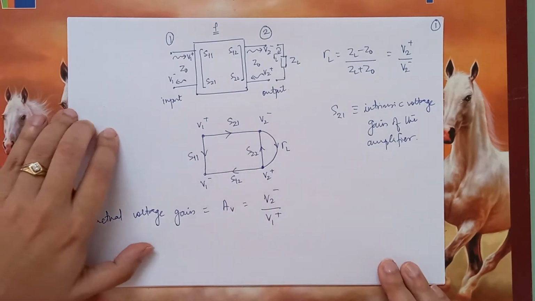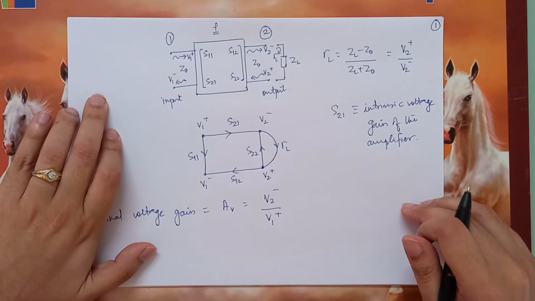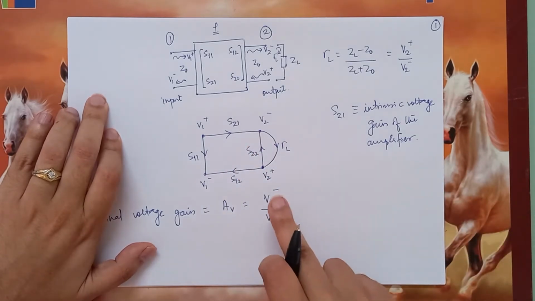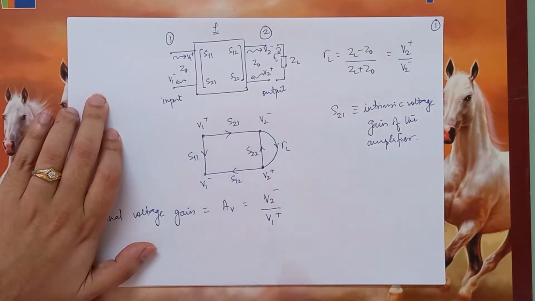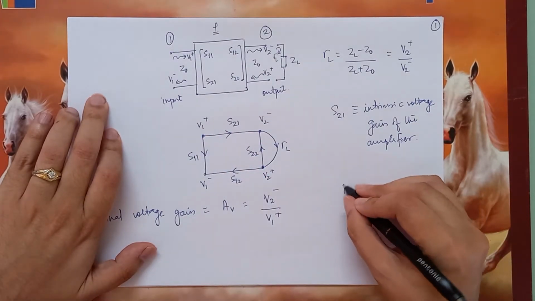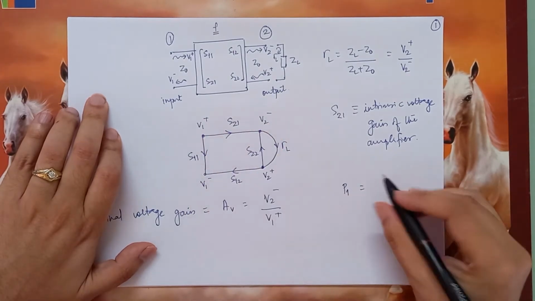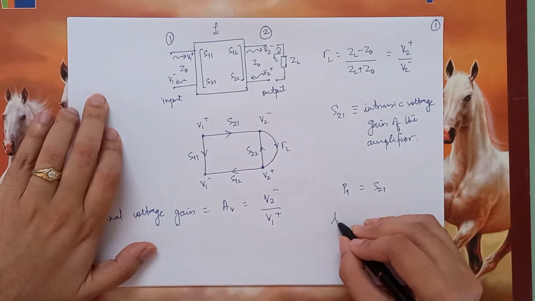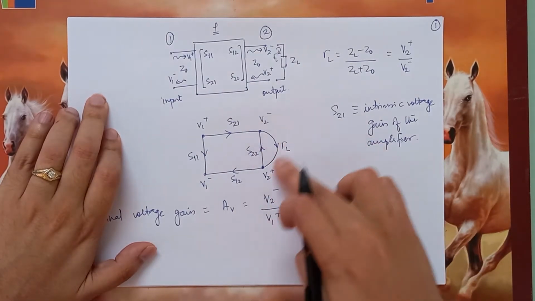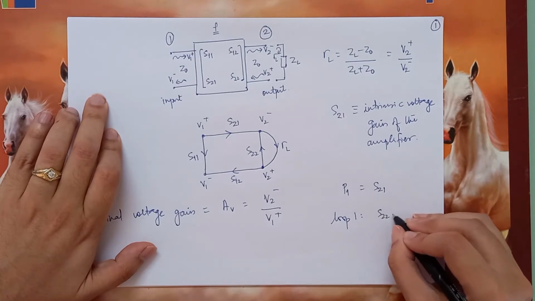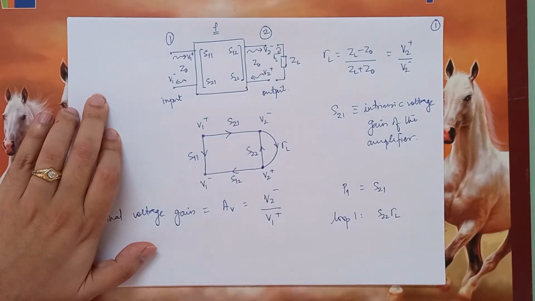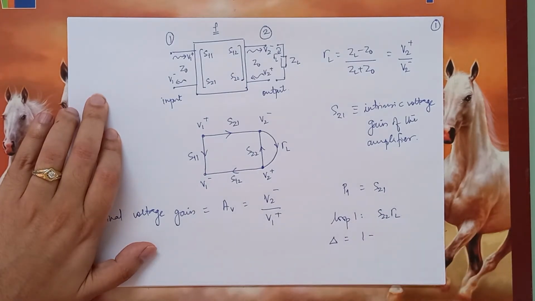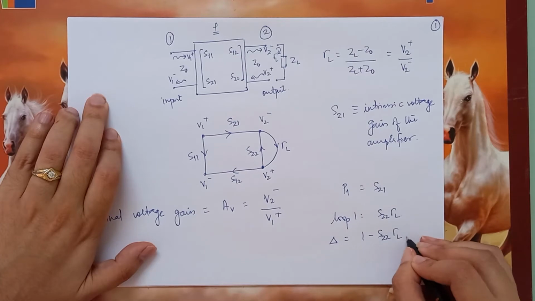We can use Mason's rule to solve for this quantity. We want to see the paths from V1 plus to V2 minus. There is only one path, P1, that is S21. There is just one loop, this one, and the loop gain over here is S22 times gamma L. So the delta of this network will be 1 minus the loop gain of the first loop, which is 1 minus S22 gamma L.